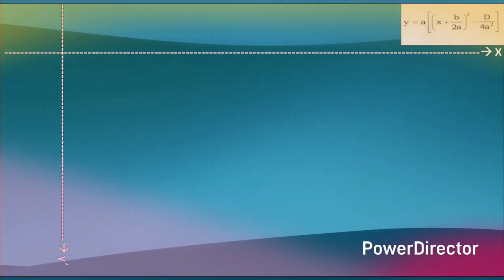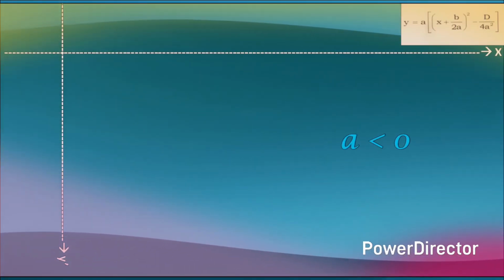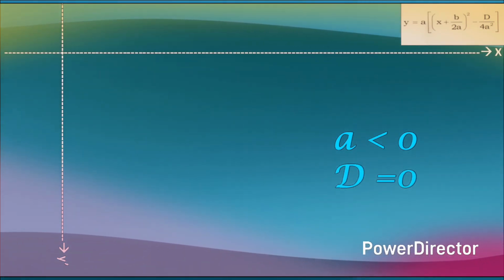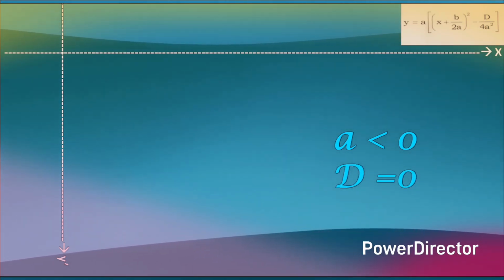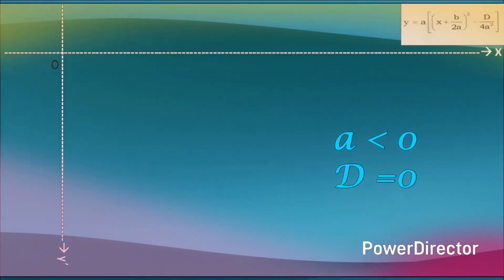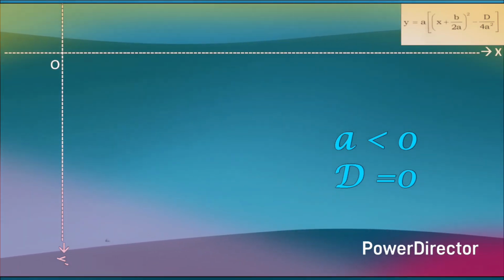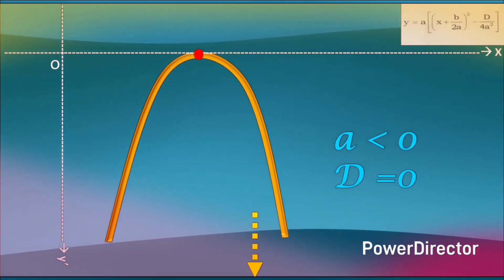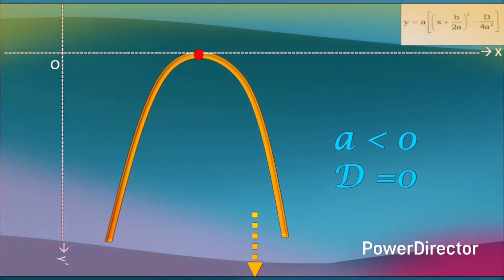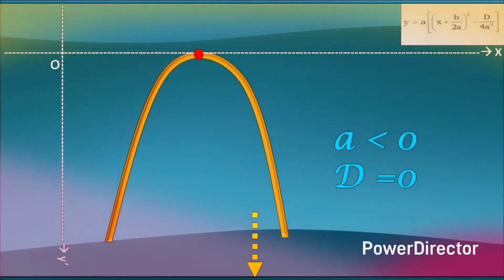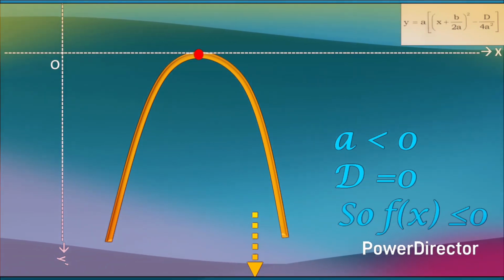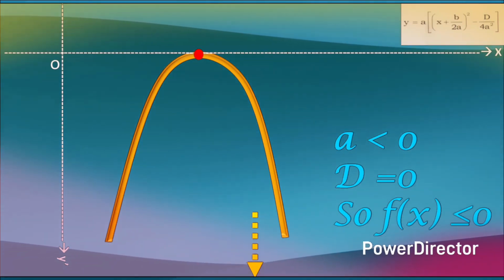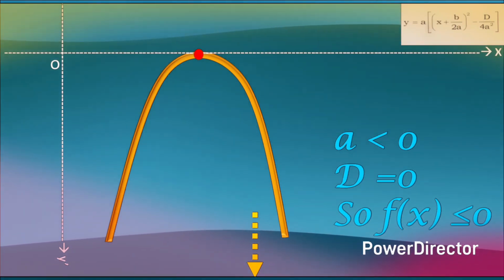And the second case in a less than 0 includes d equal to 0, similar to the first case we saw in a greater than 0. It is also touching the x-axis, but it is downwards. Again, it is showing the negative direction of the y-axis. The curve is extending toward the negative direction. So f of x is less than 0, but at the same time equal to 0. That's why f of x is less than or equal to 0.